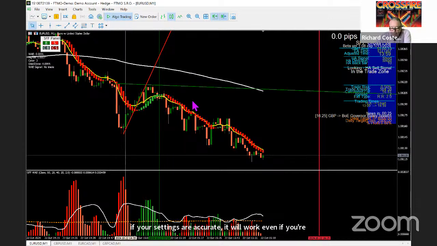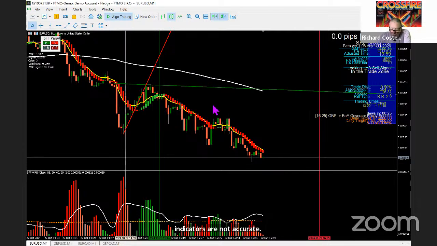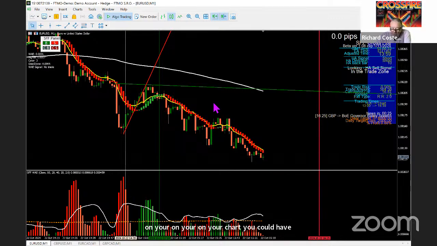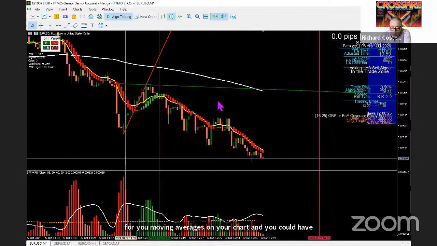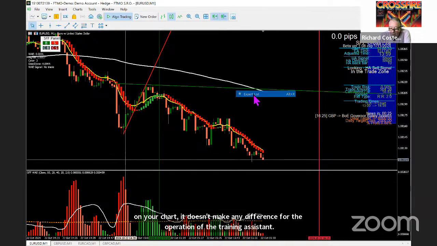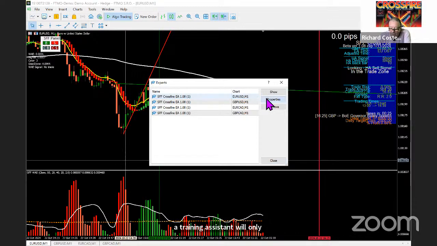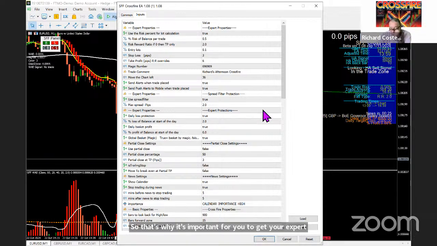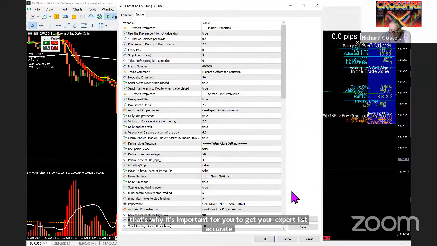So you could have a moving average on your chart. You could have 3 moving averages on your chart. You could have whatever on your chart. It doesn't make any difference to the operation of the trading assistant. Your trading assistant will only rely on your expert list. So that's why it's important for you to get your expert list accurate or to your liking before you start trading.